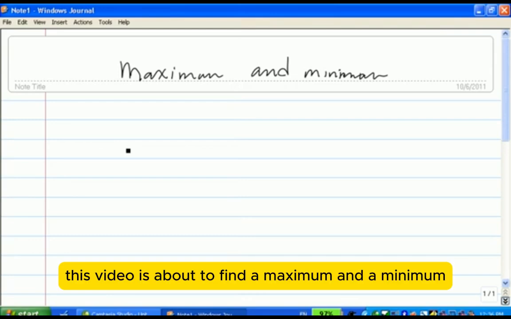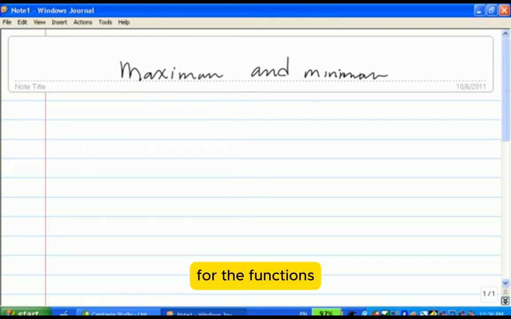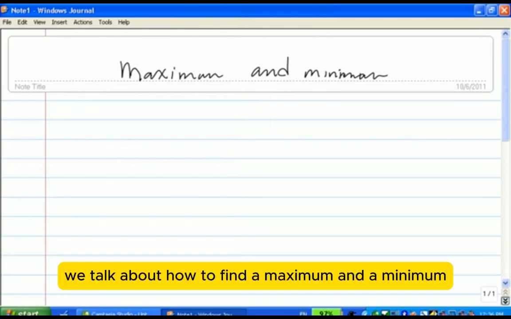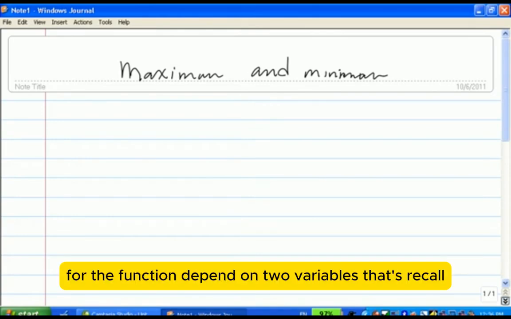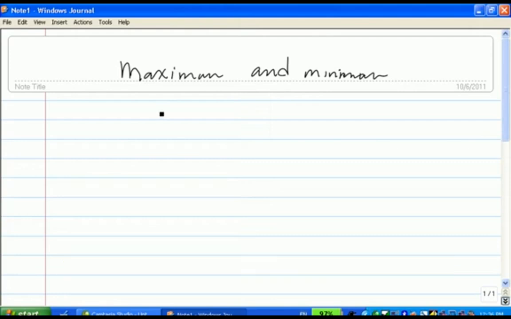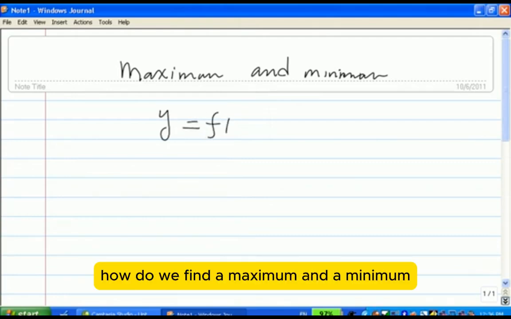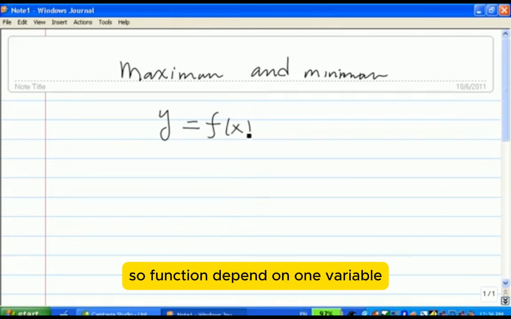This video is about how to find the maximum and the minimum for functions that depend on two variables. Before we talk about that, let's recall what we did before. How do we find the maximum and the minimum for a function that depends on one variable?